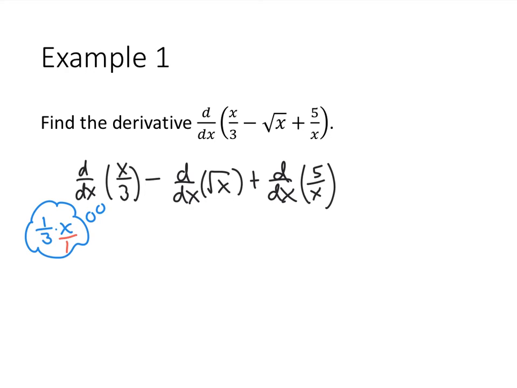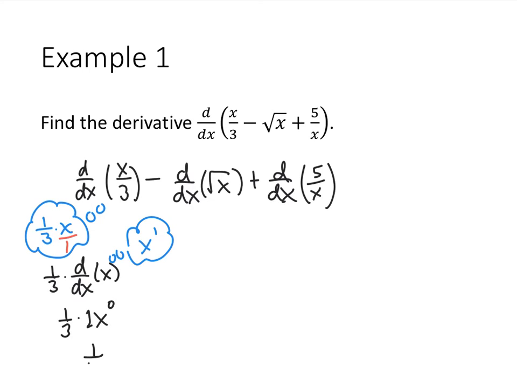So our derivative, 1/3 is a constant, so this is going to be 1/3 times the derivative of just x. And as we saw before, we can think of just x as being like x to the first power. So that's going to be 1 times x to the 0, and that whole thing just works out to be 1/3.